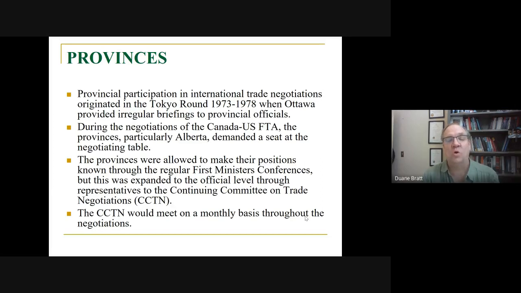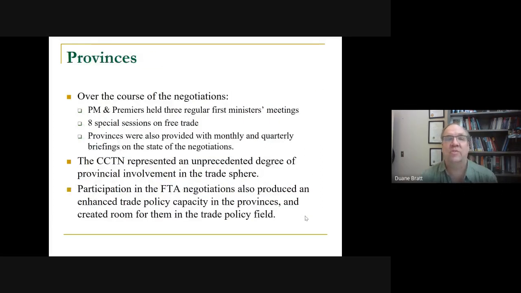So the provinces weren't at the negotiating table, but the federal government would spend an awful lot of time working and taking into account the various interests of the provincial governments. And this was over the Canada-US agreement. You can see just how often they met. This enhanced the capacity to do trade policy in the provinces, and it also led to an expectation that has been largely fulfilled over the last 30 years that the provinces would take on greater and greater responsibilities.